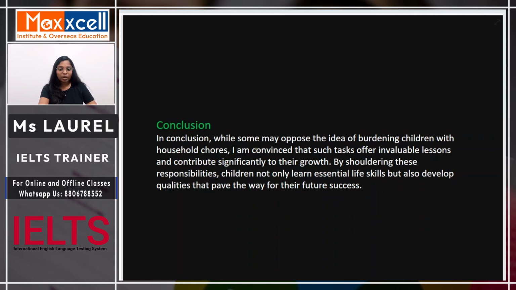So in conclusion, while some may oppose the idea of burdening children with household chores, I am convinced that such tasks offer invaluable lessons and contribute significantly to their growth. By shouldering these responsibilities, children not only learn essential life skills but also develop qualities that pave the way for their future success. So this is it.